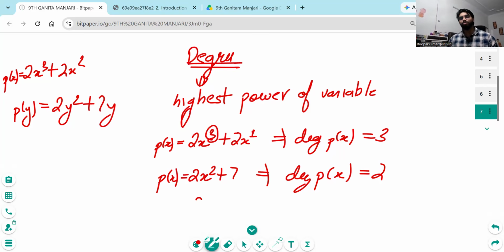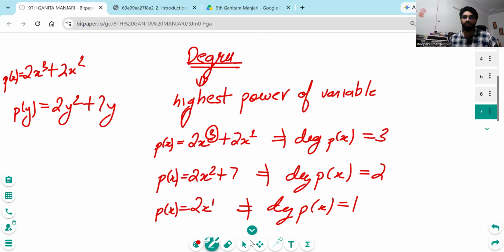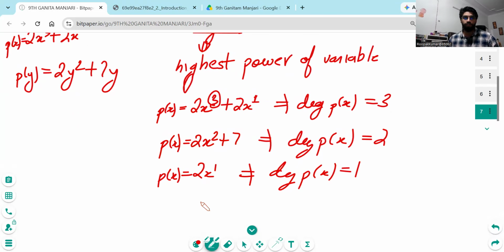What if I give you 2 only? What is the degree now? Very interesting. First, let's say 2x. Okay, let's say this one. So now there is no power written, that means there is 1. So the degree is 1. Now, if I ask you what is the degree of this 2? What is the degree of 2?